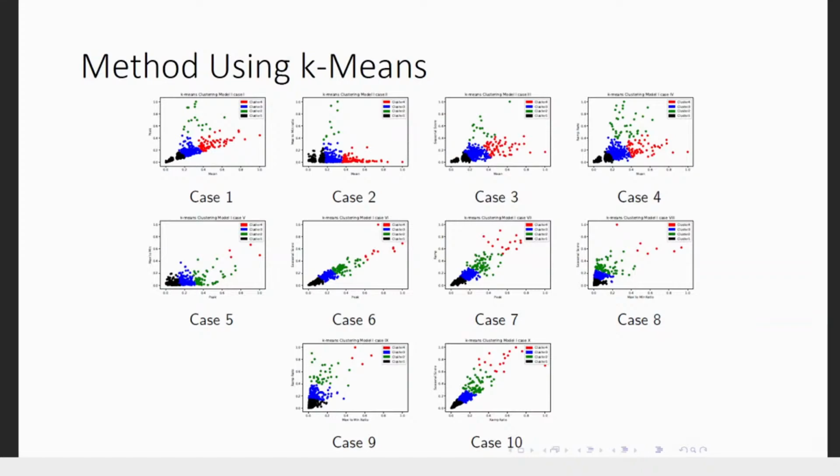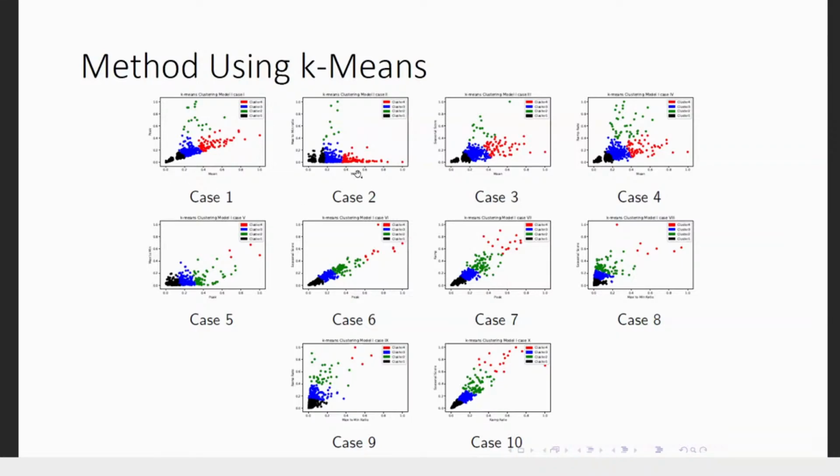So these are the 10 different cases which have been considered. Sorry for the small font. This is actually taken from a paper, so it came out a bit smaller. But you can see different dots here. Each dot is showing you two different features. So, for example, in case one, it is mean versus peak.